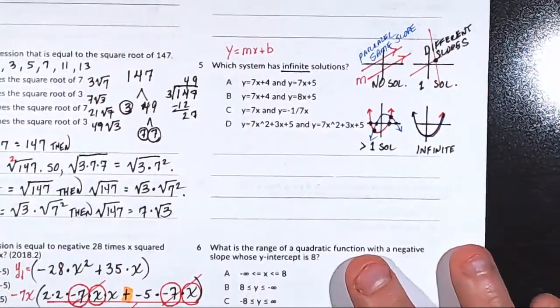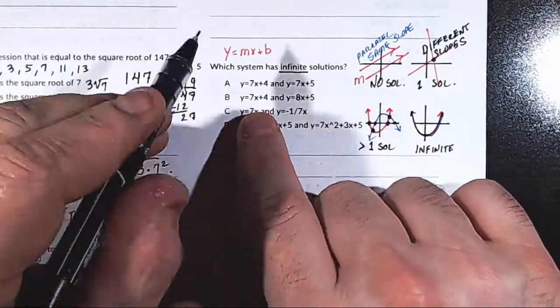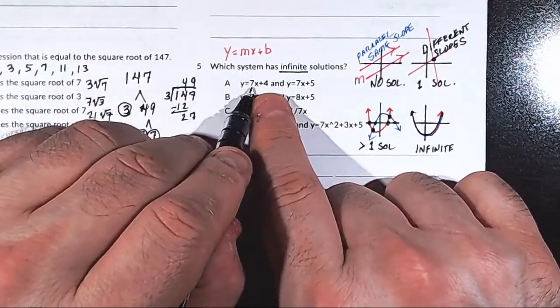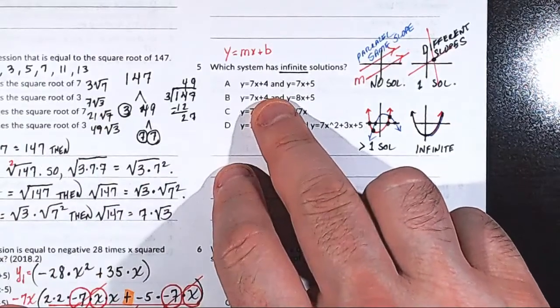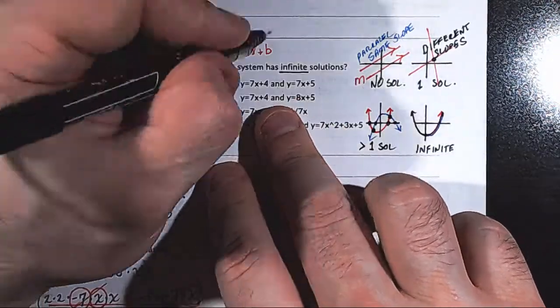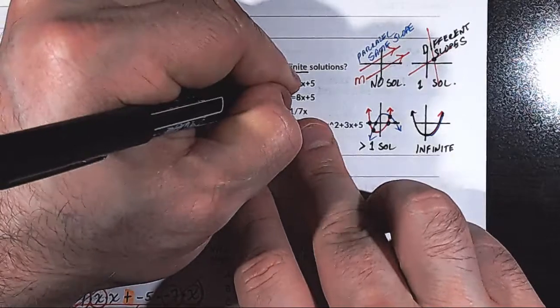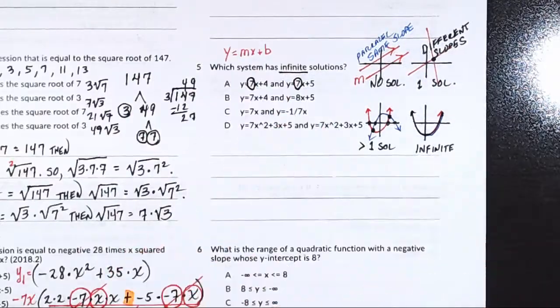Okay, so let's analyze our possible choices. For answer choice A, I've got 7x plus 4 and 7x plus 5. The only difference is the y-intercept. The b's are different, but the m values, or the slope values, are the same. Therefore, there's no solution. So that can't be right.